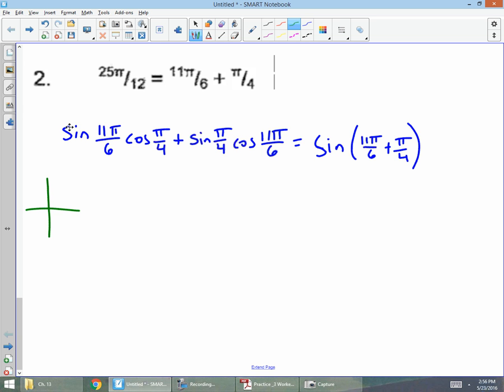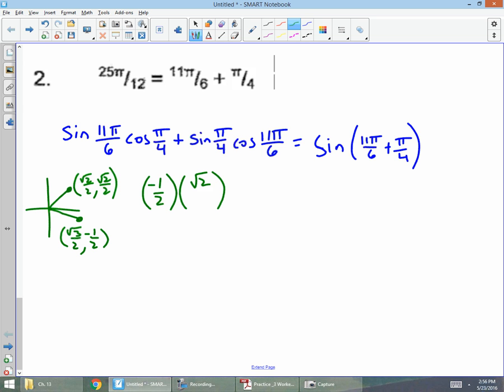Draw your pictures. 11 pi over 6 is right there, and pi over 4 is right there. Our ordered pairs would be square root of 3 over 2, comma, negative 1/2, and square root of 2 over 2, comma, square root of 2 over 2. The sine of 11 pi over 6 is negative 1/2. Cosine is square root of 3 over 2. The sine of pi over 4 is square root of 2 over 2. And the cosine is square root of 2 over 2.